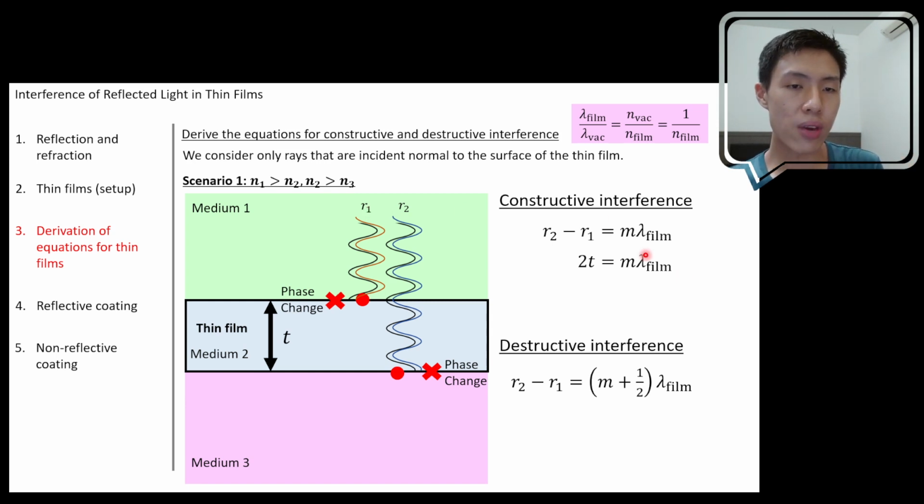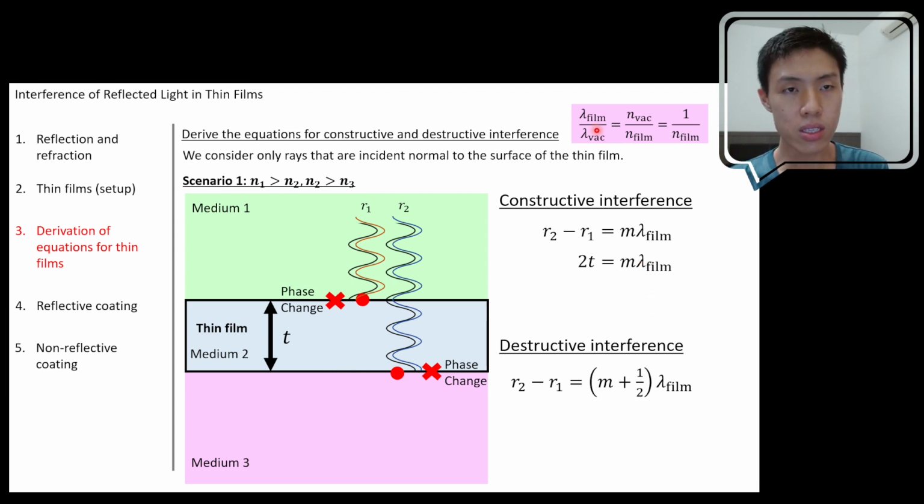So it's better that we express this equation in terms of lambda vacuum, the vacuum wavelength that we can easily obtain. Red has a specific value, yellow has a specific value, blue has a specific value for the vacuum wavelength. You can just look those up on Google. But lambda in water, lambda in glass, all of them are very case by case values. So it's inconvenient to express this equation in terms of lambda film, which is the wavelength in the film. Let's re-express lambda film in terms of lambda vacuum.